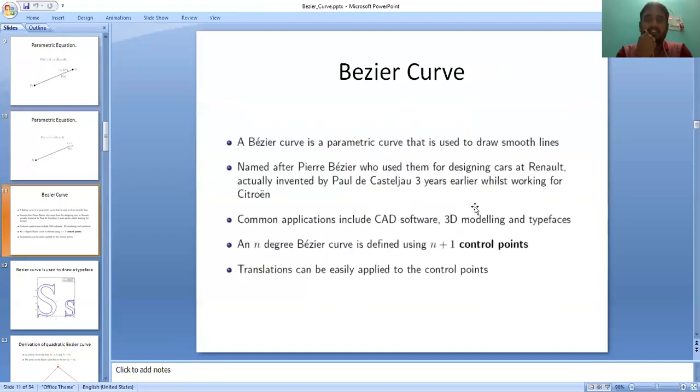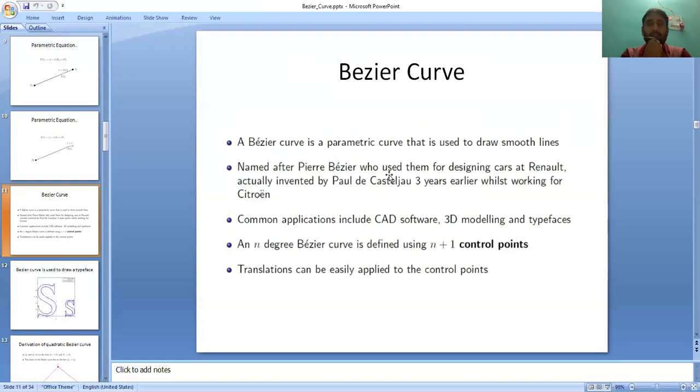Now what is the Bezier curve? A Bezier curve is a parametric curve that is used to draw smooth lines. This is named after Pierre Bezier, who used the Bezier curve for designing cars at Renault. And it was invented by Paul de Casteljau 3 years earlier than when Bezier used this curve for designing the car.